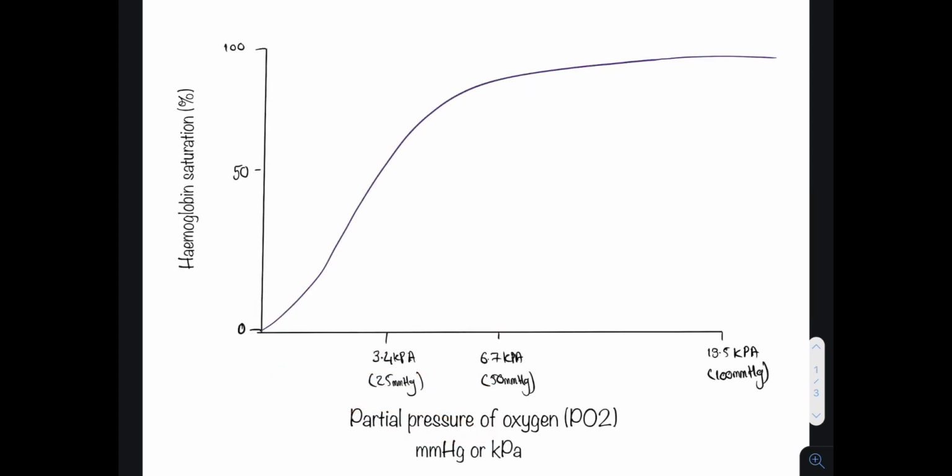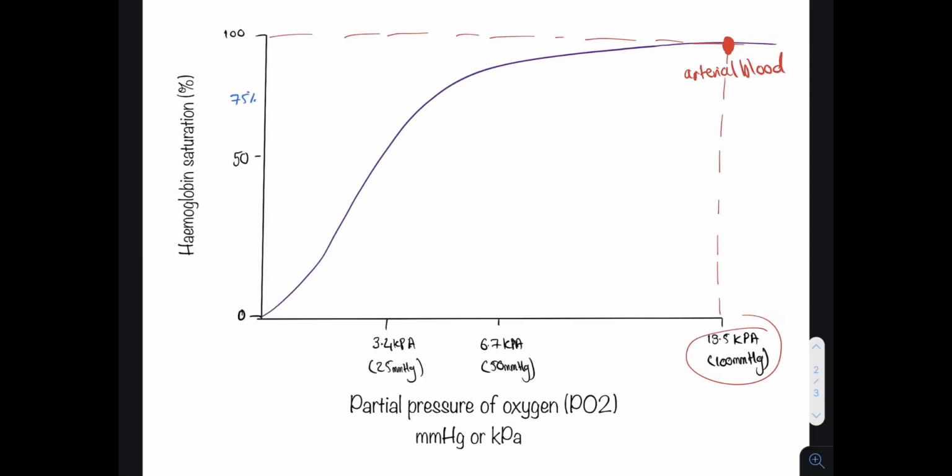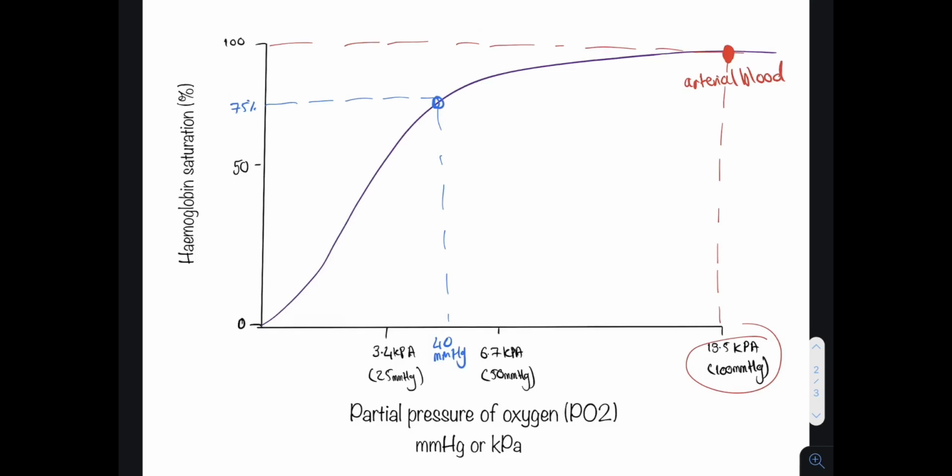So if we consider the maximum partial pressure and read this off the graph, we note that we have 100% saturation, and this here is the arterial blood. At 75% saturation, if we read this off the graph, we get a value of about 40 millimeters of mercury. And this here is more reflective of venous blood.